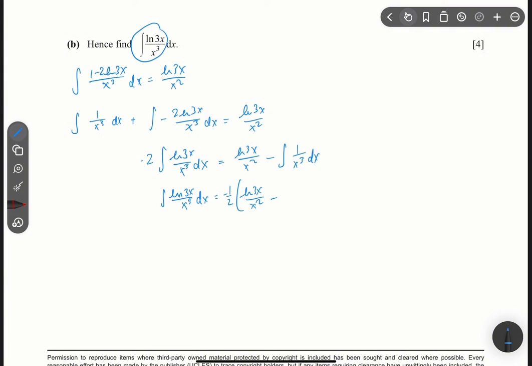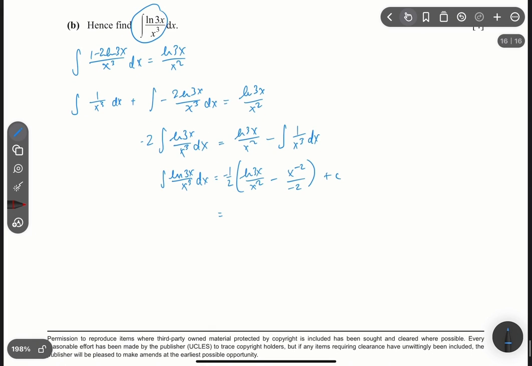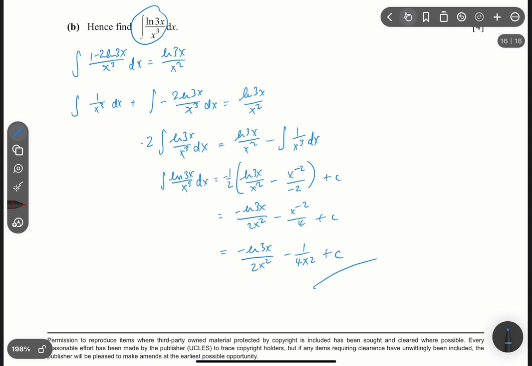So x to the power of -3, you add 1 to the power, so -2 divided by the power again, and add the constant. So if you rearrange, you should be getting -1 over 4x squared plus c. So this will be the answer.